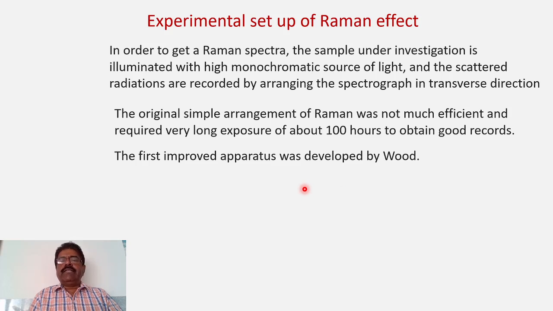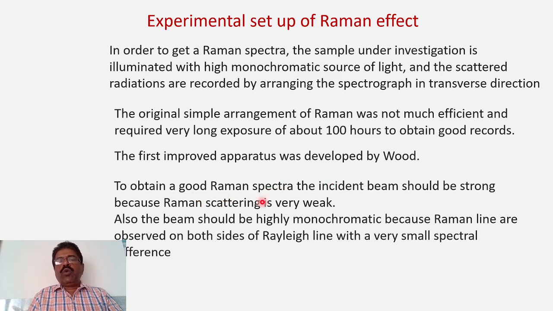Later on, many scientists made improvements in the setup required for Raman spectra, and the first fundamental improvements were developed by the scientist Wood. The kind of Raman spectroscopy that we use nowadays is very advanced. To obtain a good Raman spectra, the incident beam should be very strong. Why should it be strong? Because Raman scattering is very weak. If you want sufficient intensity of the Raman line, then the incident radiation should be very strong.